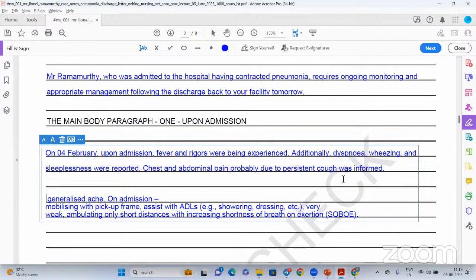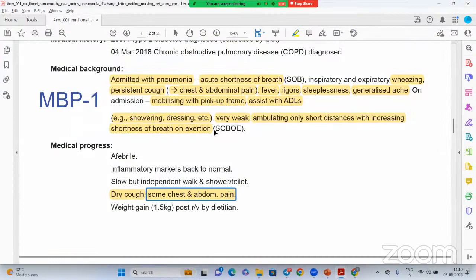Right. Generalized weakness, they have no need of generalized weakness. They are general. If they are special, then you can write. Generalized weakness is common. So, this is unnecessary to write. Everyone will have those things. Those you need not write. Okay? Right. Then next one. Now, this one you have to write. Mobilizing with pickup frame. This one you will write. So, the next sentence.